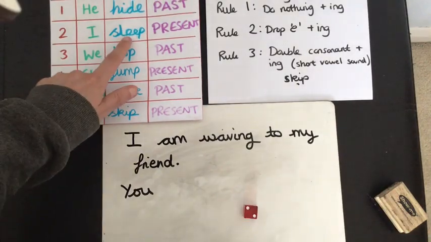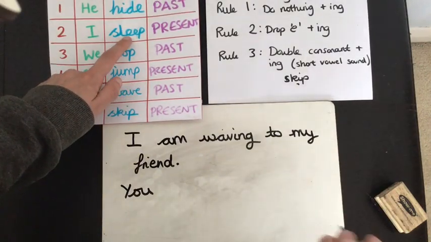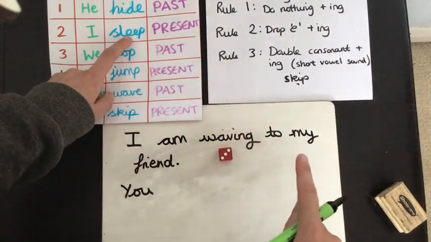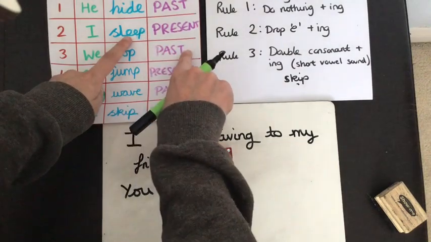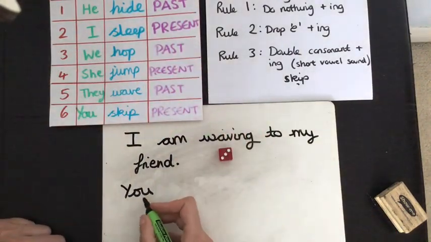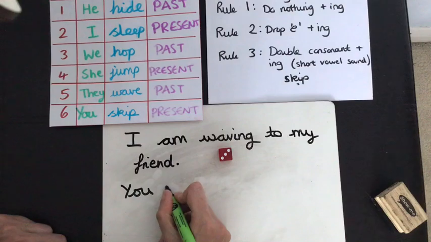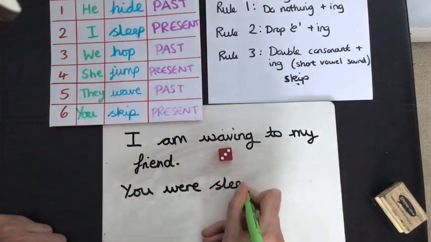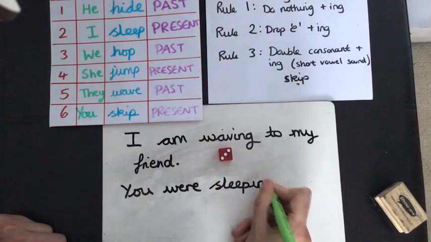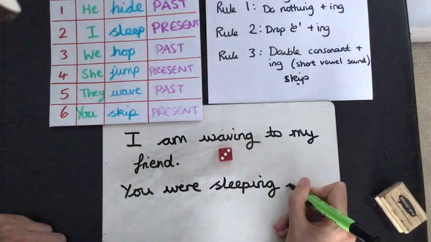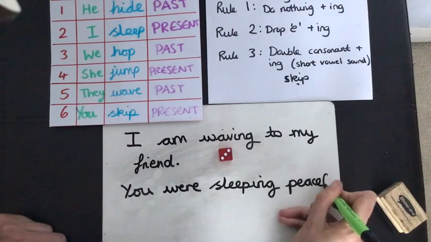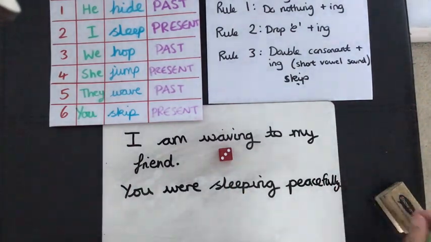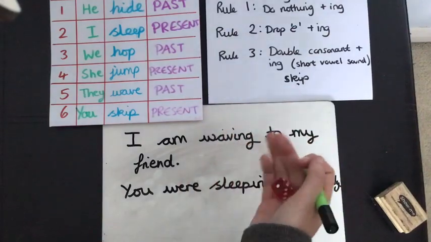Picking our verb, sleep. Present or past? 3. Past. Okay, so turning you and sleep into a past progressive sentence. So you were sleeping peacefully. You were sleeping peacefully. Let's do one more for you.